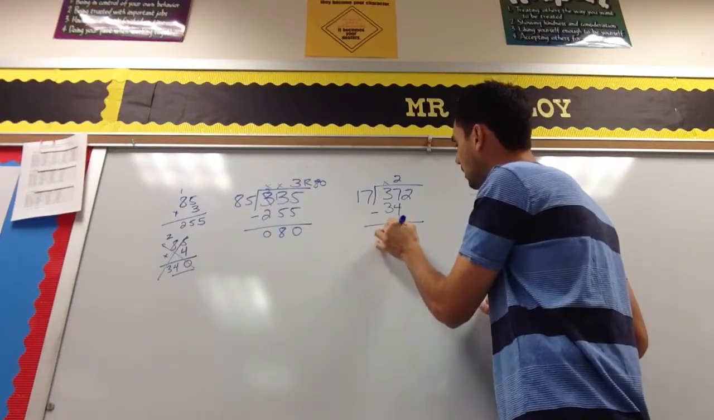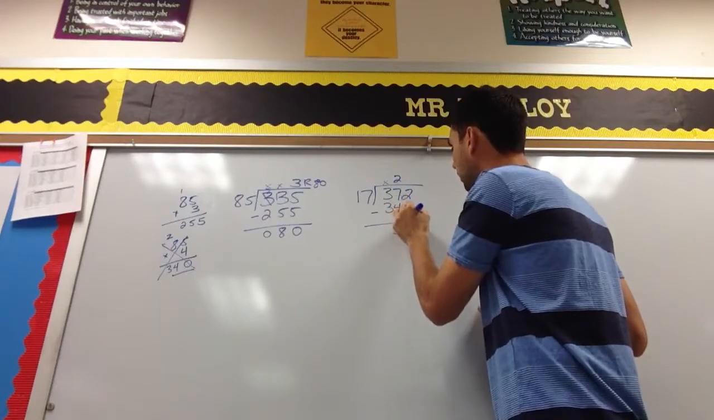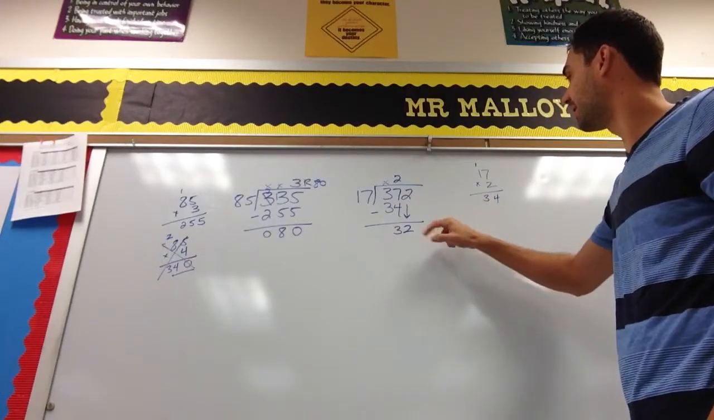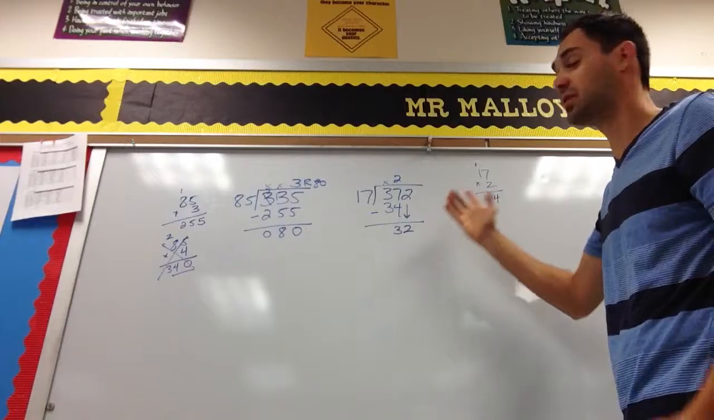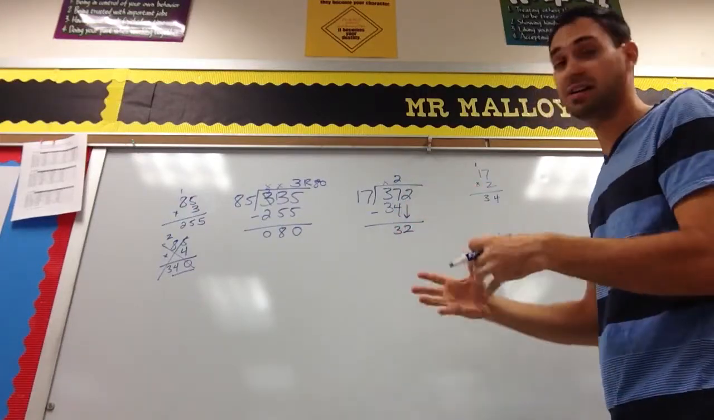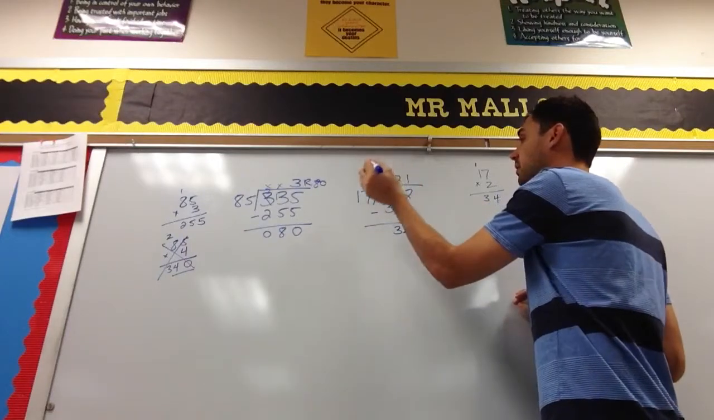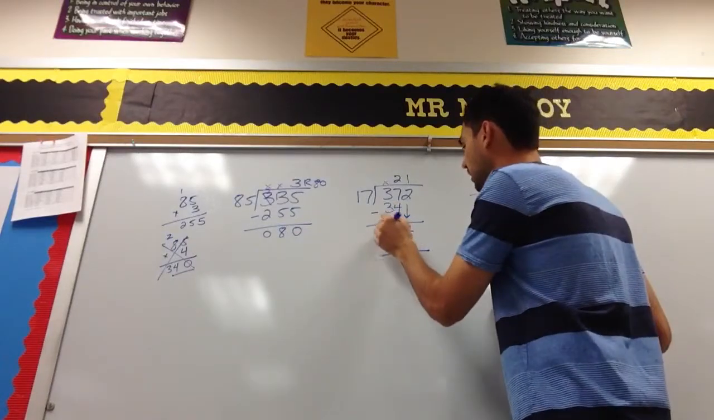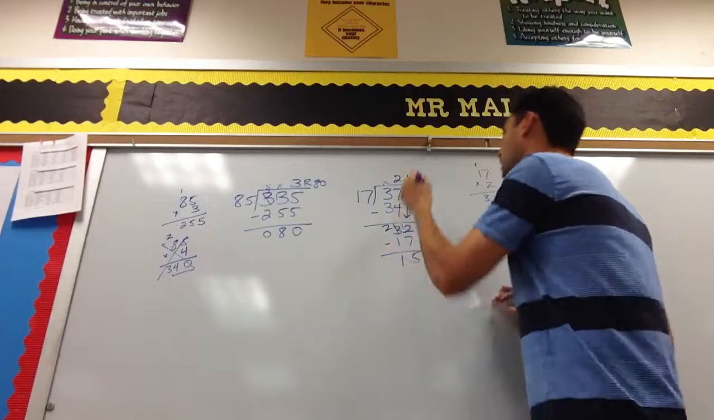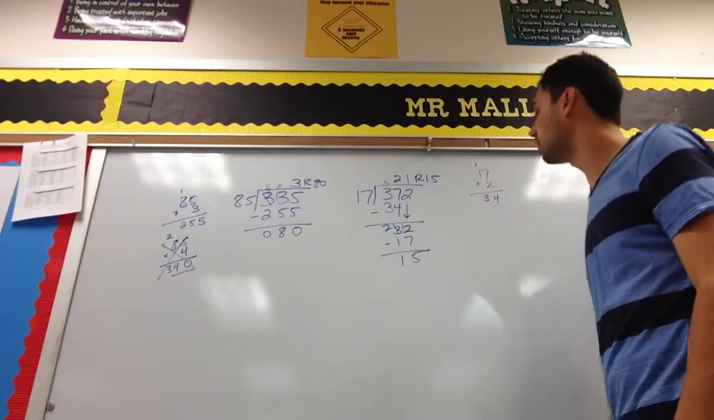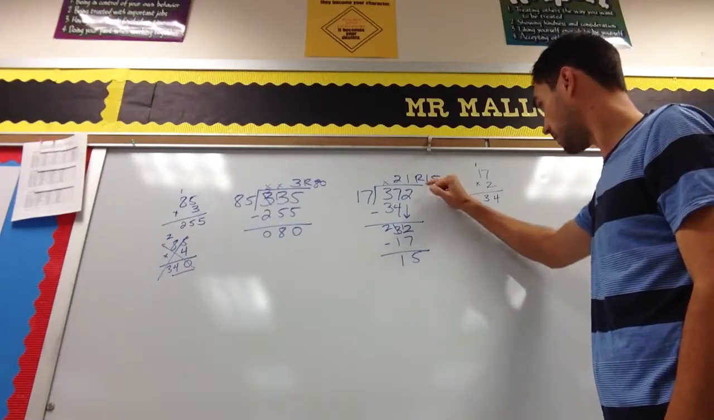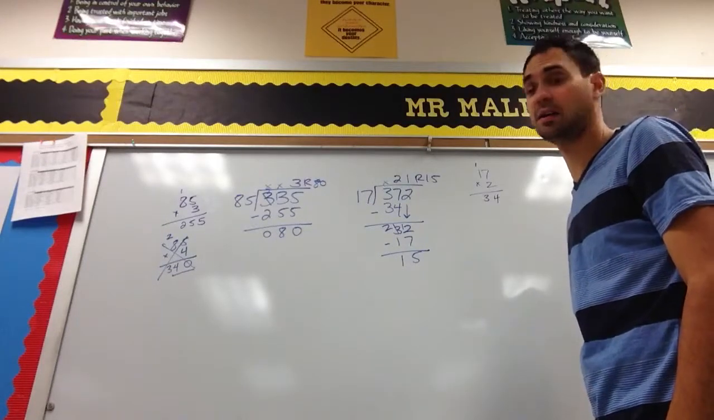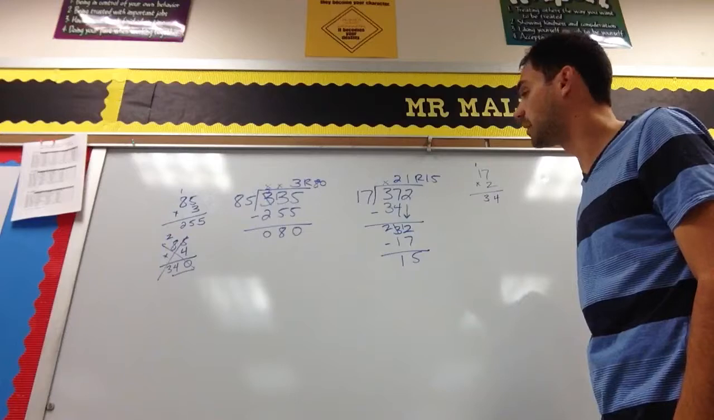Subtract here. Drop down the 2. It would be 32. Okay? I know from what I already did that it's only going to go once because twice is 34, so it can only go once. So you can use what you already did to help you out. So it will go once. 1 times 17 is 17. Okay, so I do the subtraction now. So my answer will be 21, remainder 15. My remainder is smaller than the number I divided by. So that's a quick check. I'm confident that I did everything correctly.